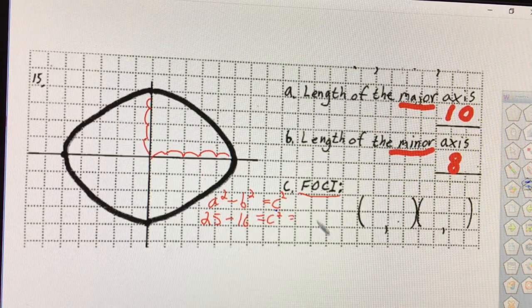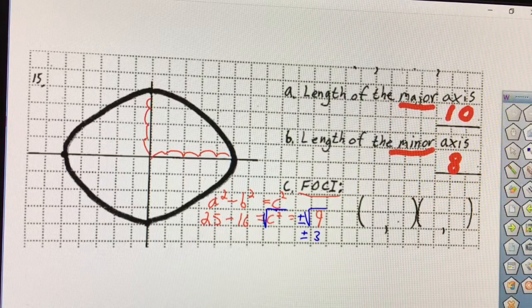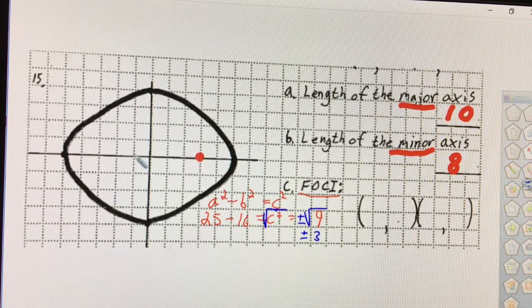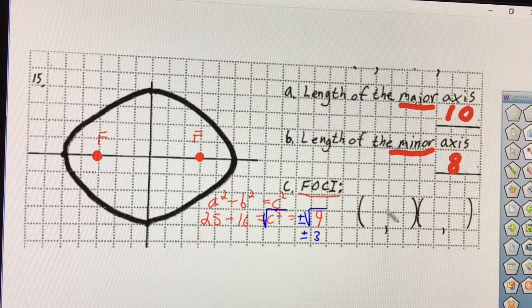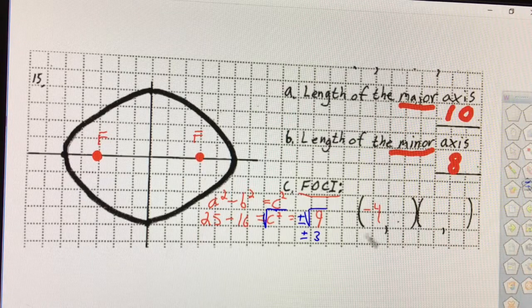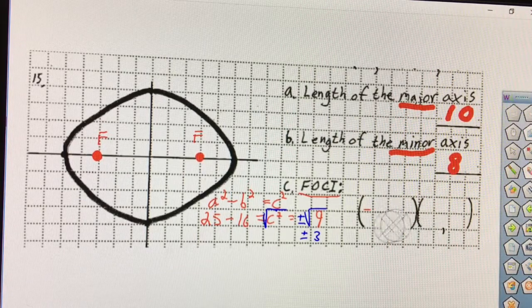16 gives me 9. Now I want to solve for just c to get the focus. So c is the square root of 9, and that's going to give me plus or minus 3. So what this translates to on the actual ellipse is that I will go right 3 and left 3 along the major axis. I go right 1, 2, 3, and that's a focus point, and I go left 1, 2, 3, and that's my other focus point. So the foci, or foci, is located at negative 3, 0, and 3, 0.